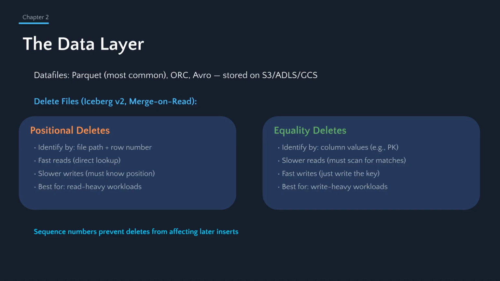But here's something interesting. The data layer also contains delete files. Remember, on object storage, you can't just edit a row in place. So when you delete or update a row, Iceberg has 2 strategies. Positional delete files say, remove row number 234 from this specific file. Equality delete files say, remove any row where order ID equals 1234.